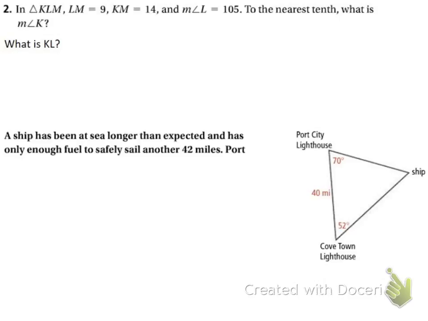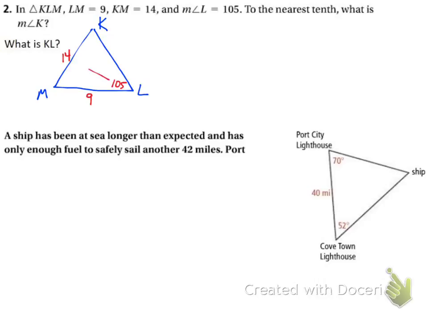On the bottom part of your notes, whenever I'm just given something like this, I can draw my triangle and then figure it out from there. So here's my triangle. It doesn't really matter how you draw it. KLM. It says LM is 9, KM is 14, and angle L is 105. And so I want to figure out what angle K is.